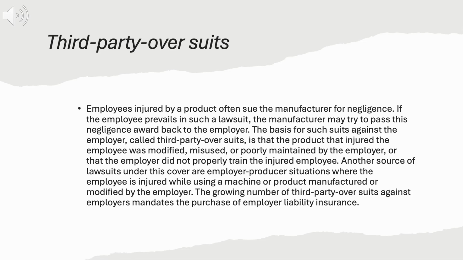Third party over suits. Employees injured by a product often sue the manufacturer for negligence. If the employee prevails in such a lawsuit, the manufacturer may try to pass this negligence award back to the employer. The basis for such suits against the employer, called third party over suits, is that the product that injured the employee was modified, misused, or poorly maintained by the employer, or that the employer did not properly train the injured employee. Another source of lawsuits under this cover are employer-producer situations where the employee is injured while using a machine or product manufactured or modified by the employer. The growing number of third-party over suits against employers mandates the purchase of employer liability insurance.